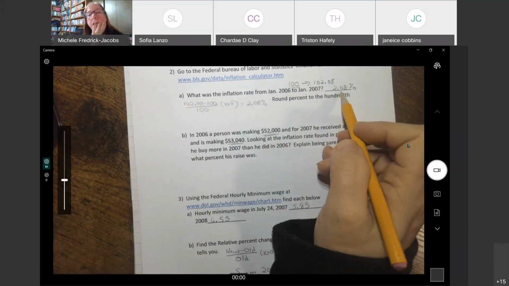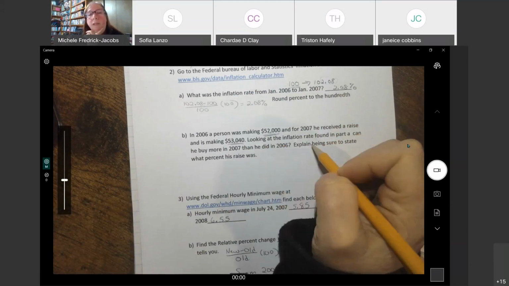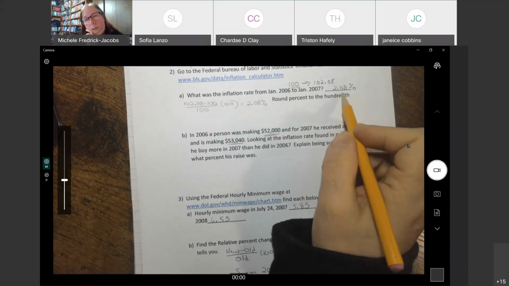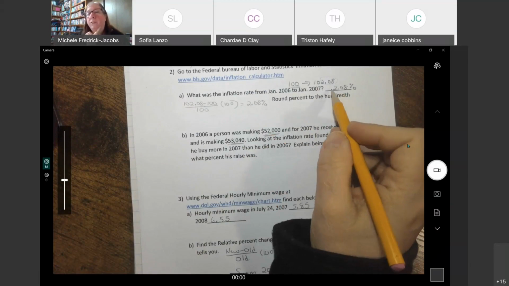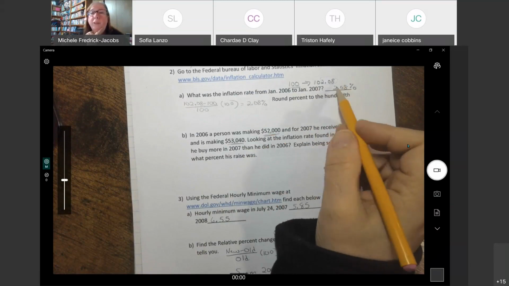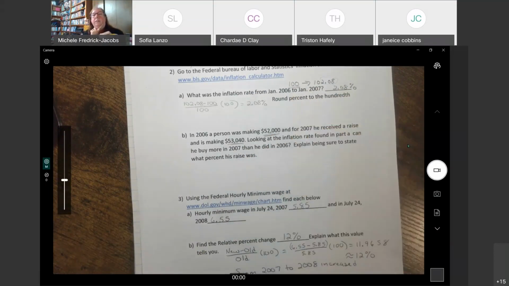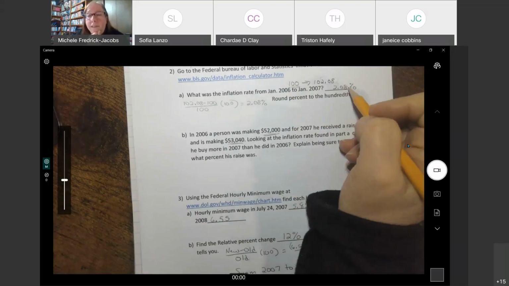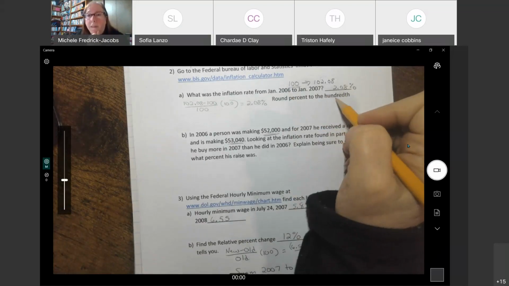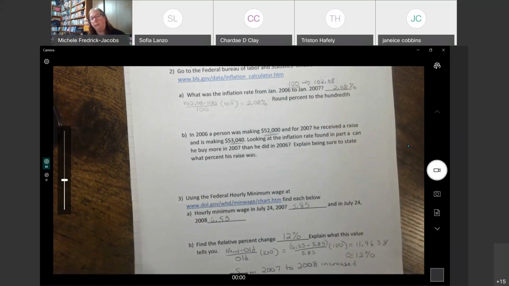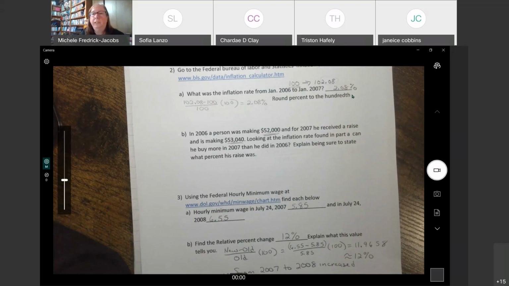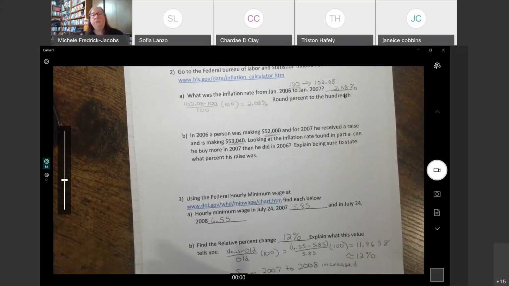In order to be able to spend more money, his raise needs to be larger than this. If his raise is larger, then he can buy more in 2007 than in 2006. If it's less than this, then he can't buy more. If they're the same, he can buy the same things, because this is how much most things have gone up. Some went up a lot more, some stayed the same, but on average, items went up 2.08%.